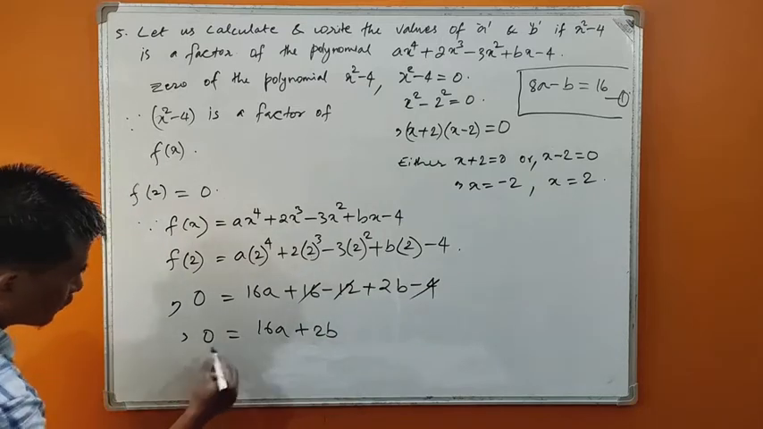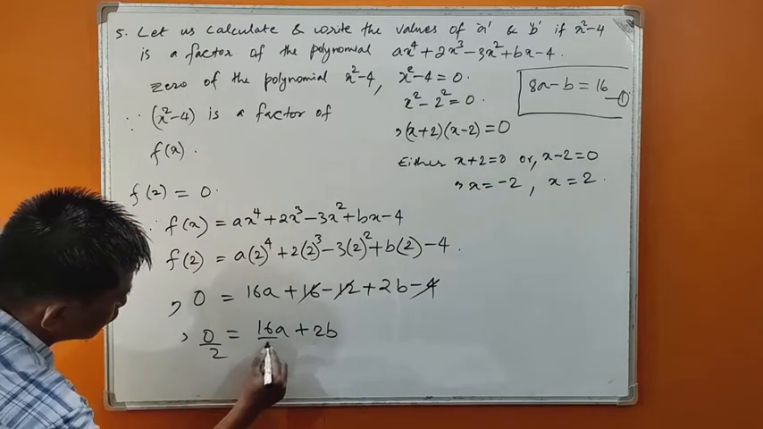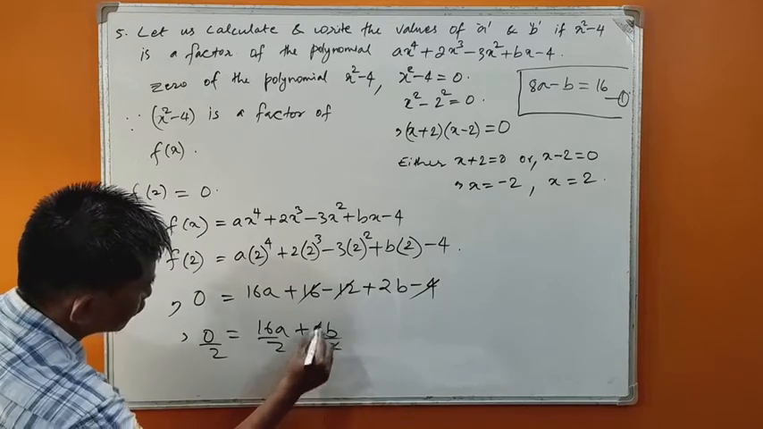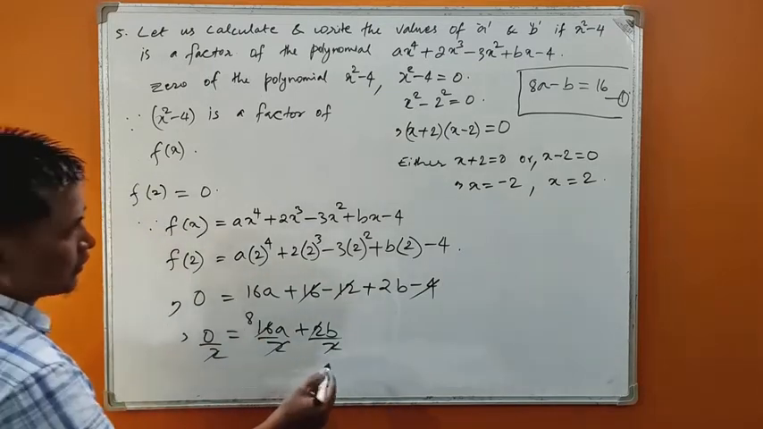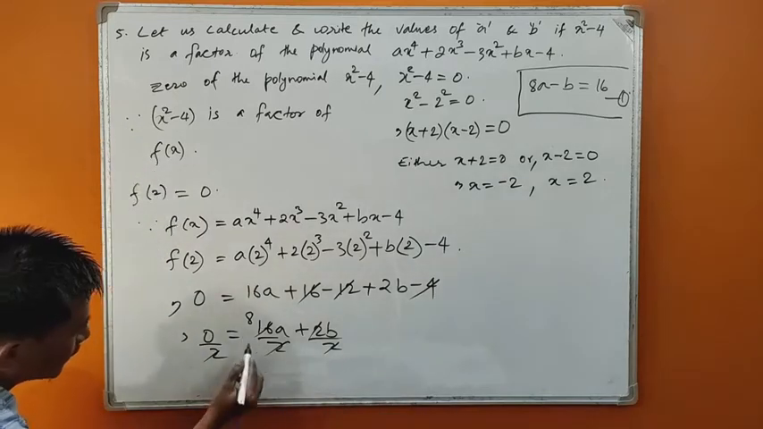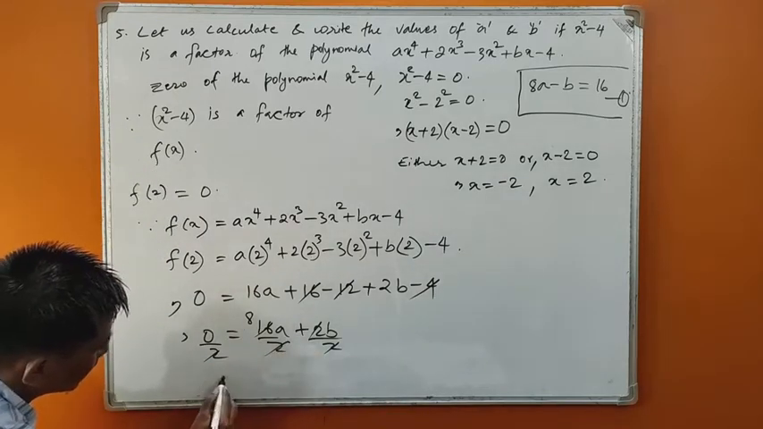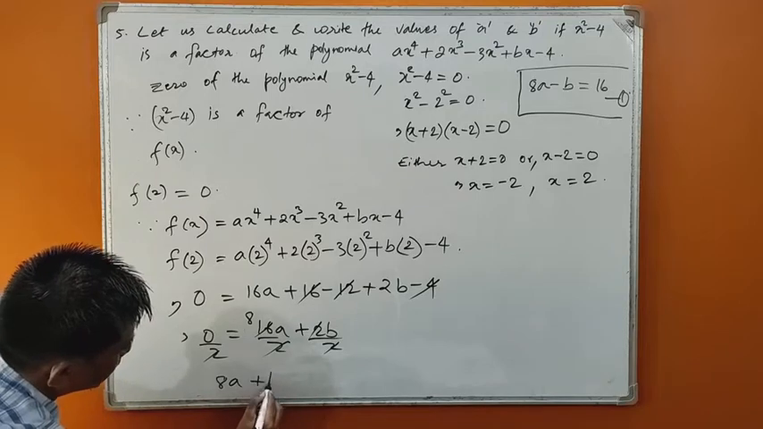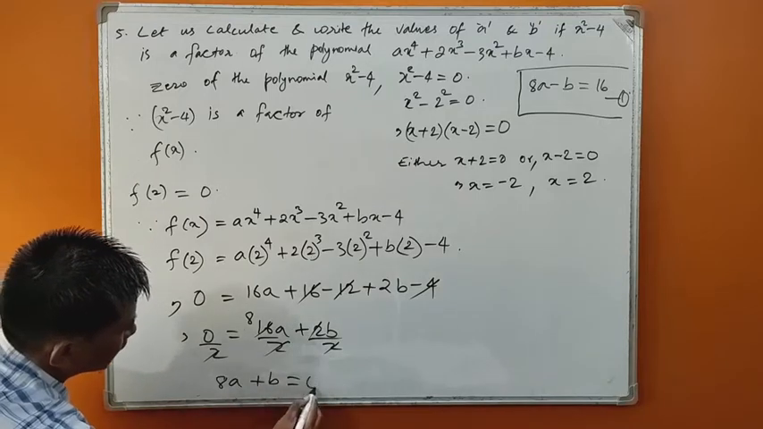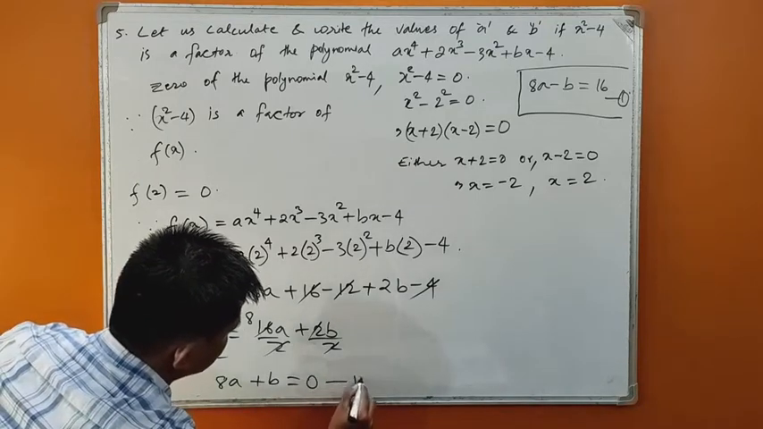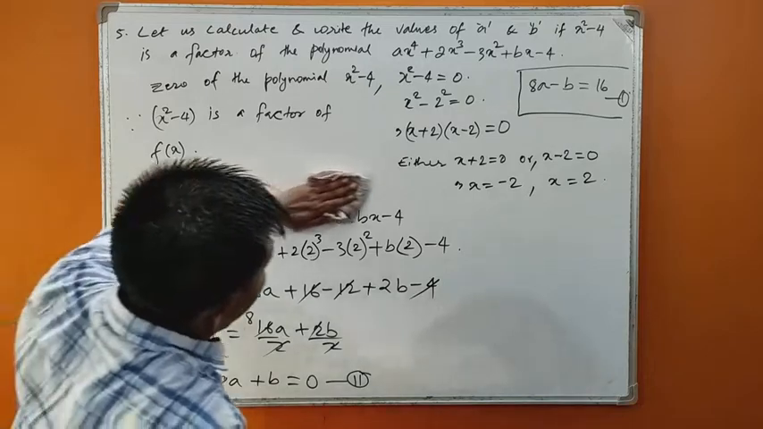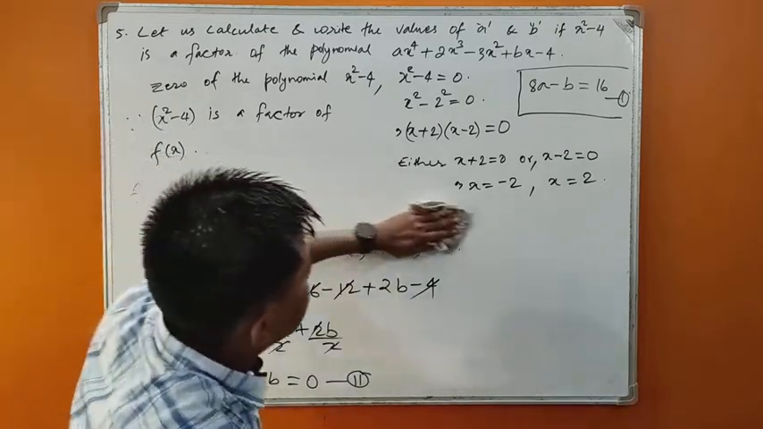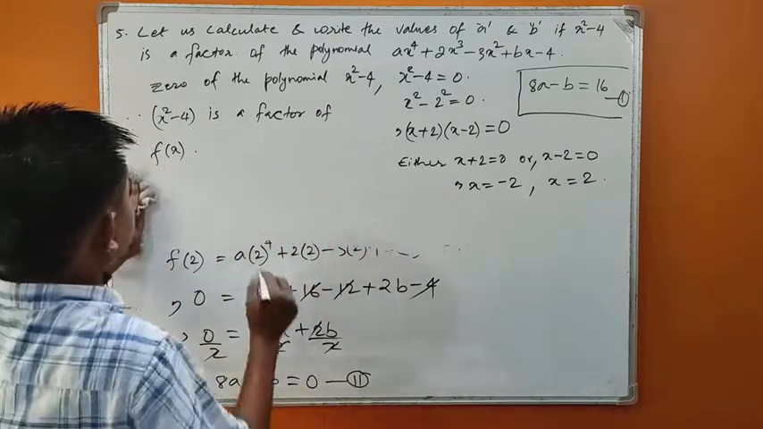So let's divide this equation throughout by 2. 2 cancels, 2 times 8 is 16, 2 into 0 is 0. Now equation 2 is 8a plus b equals 0, we have 0 on the right hand side. This is equation 2. Now please take the screenshot. I am going to solve equations 1 and 2. In equation 1 we have 8a minus b equals 16, isn't it?